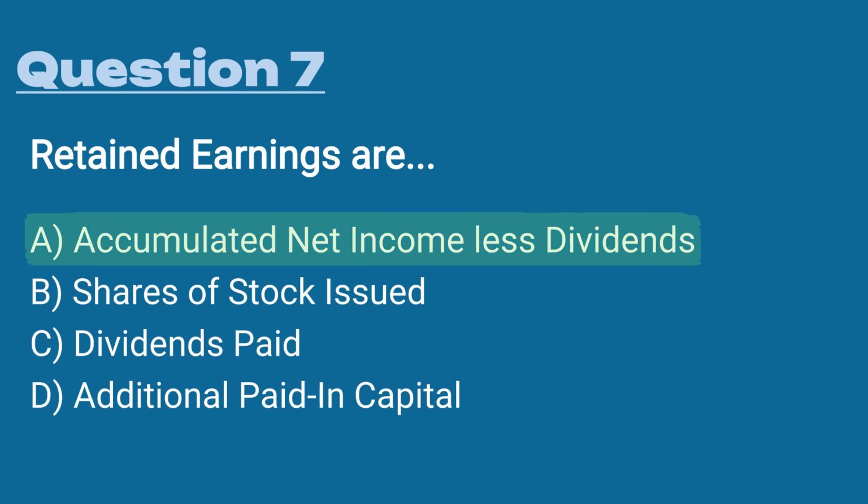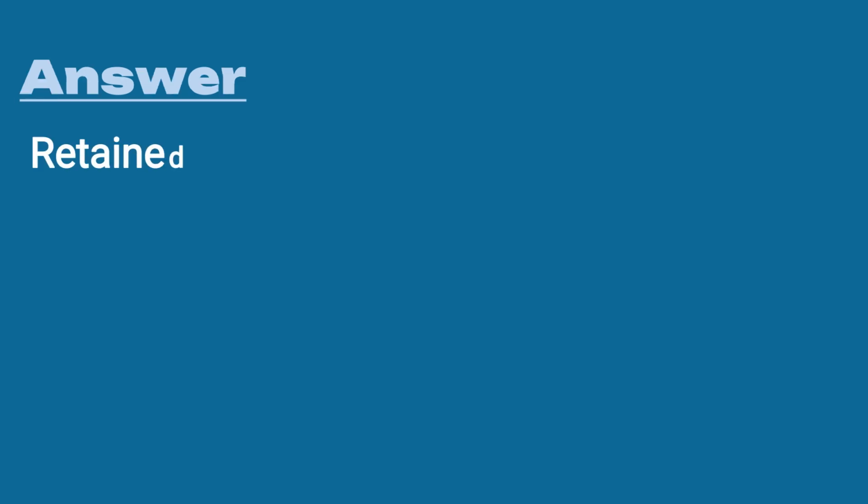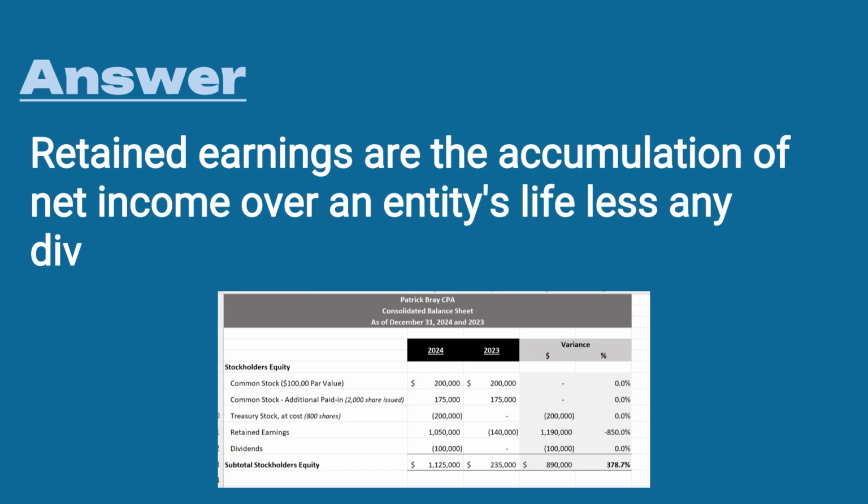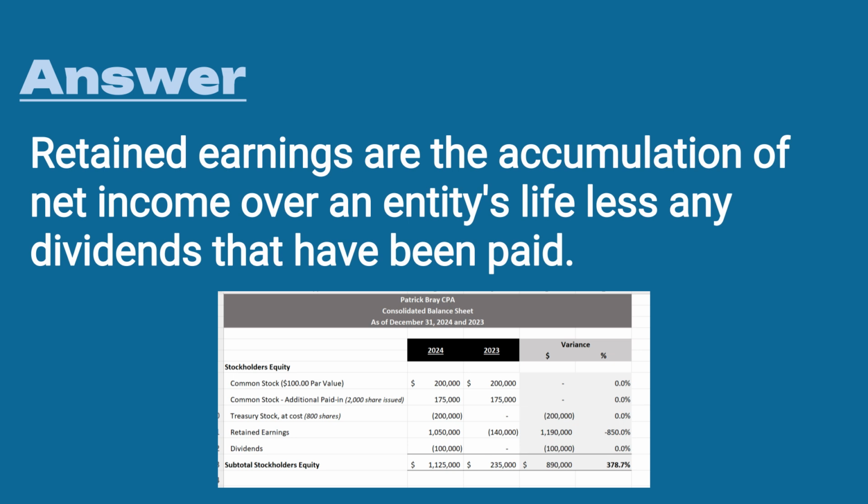The answer is A, accumulated net income less dividends. Retained earnings is the accumulation of net income from your income statement over an entity's life, less any dividends that have been paid. It's the accumulation of your P&L's net income, less anything that's been paid out to shareholders.